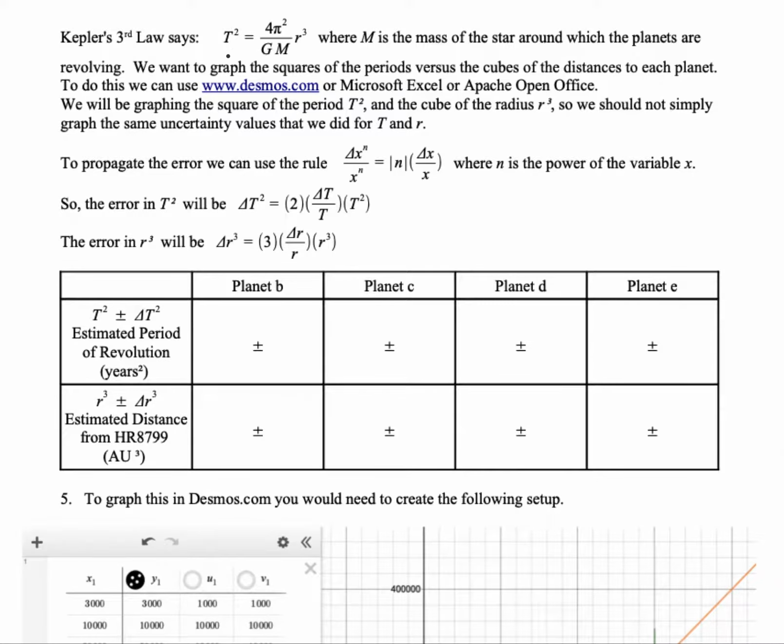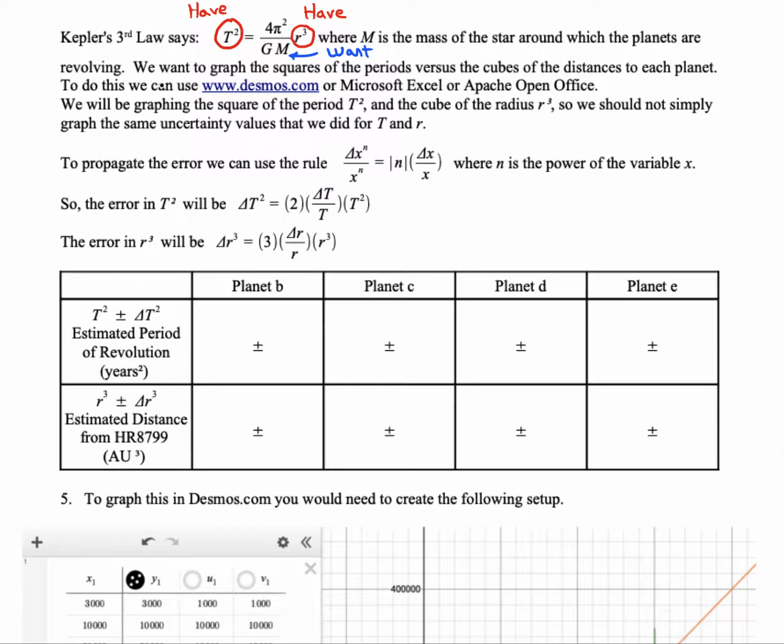So Kepler's third law says that the square of the period is going to equal all this stuff times the cube of the radius of revolution. That's the relationship between the period and radius. M is going to be the mass of the star around which the planets are revolving. And in this lab, that's actually what we want to try to estimate. So we have information about the period, and we have information about the radius. So we have that. We have this. And so we want M.